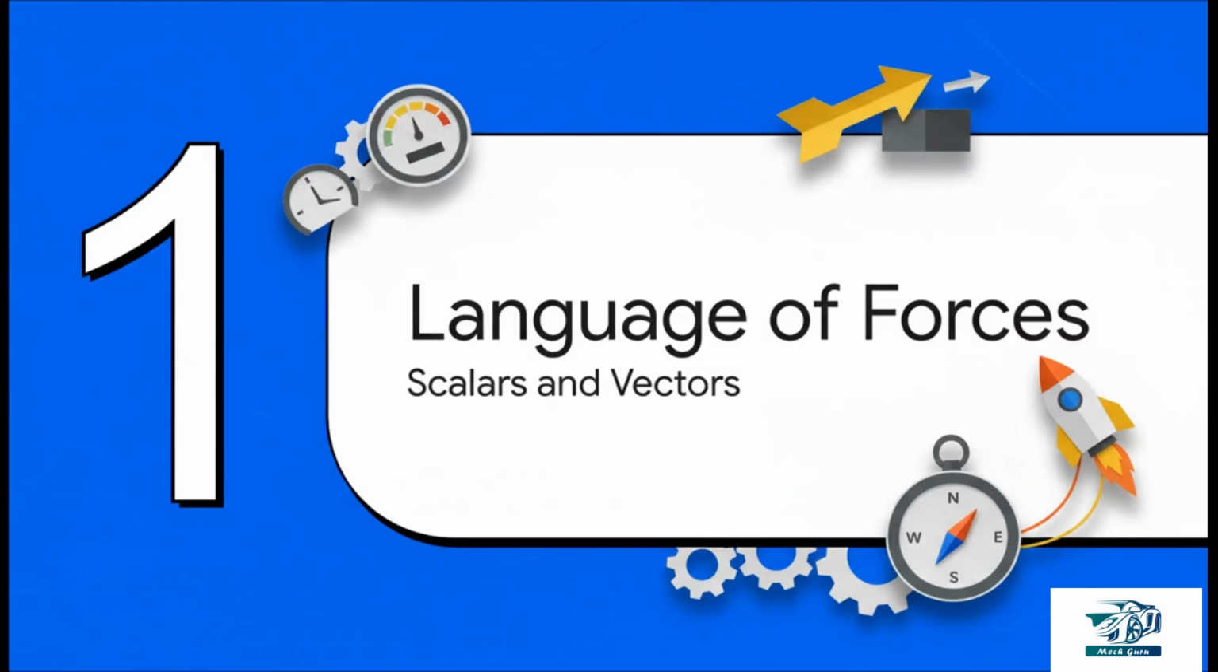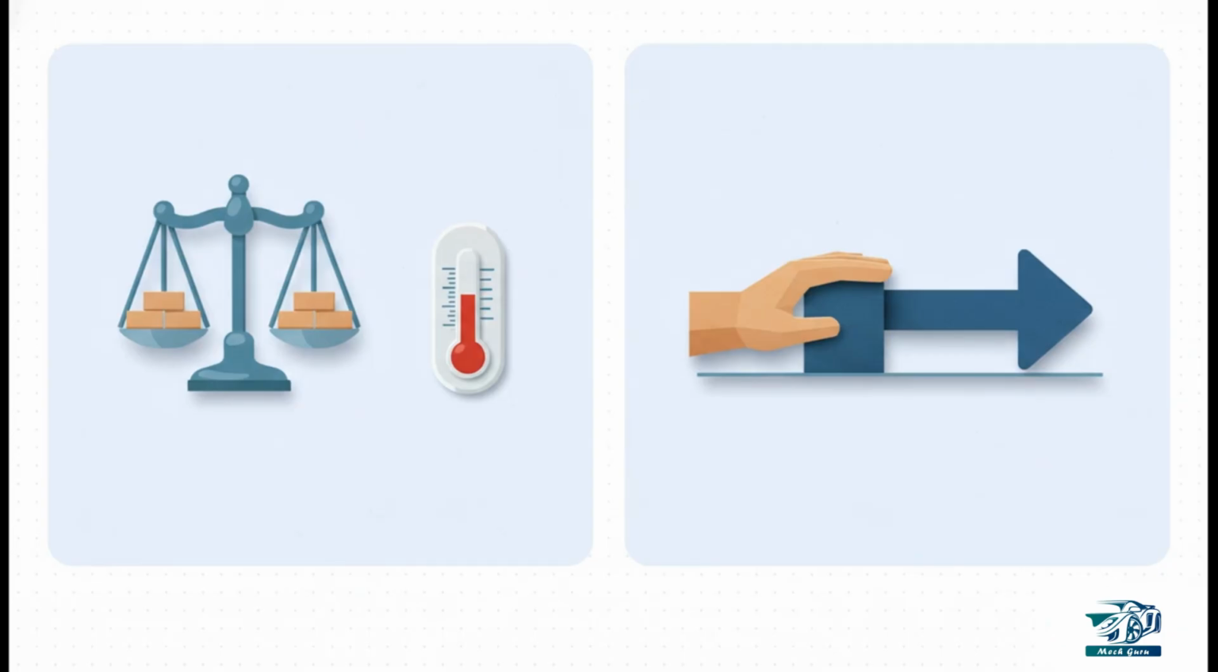Okay, first things first, we have to understand the two most basic words in this entire language. See, in mechanics, every single physical thing we measure is one of two types. On one side, you have scalars. These are the easy ones. They only have a magnitude, a size. Think about something like mass or volume. A 10-kilogram weight is just 10 kilograms. End of story.